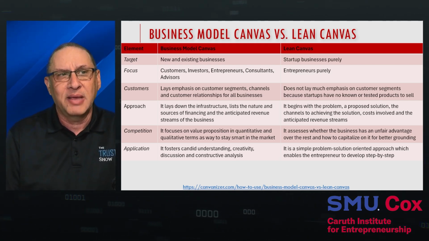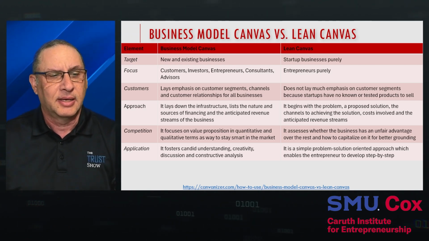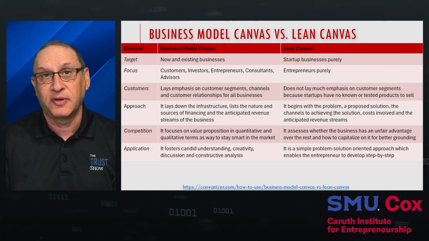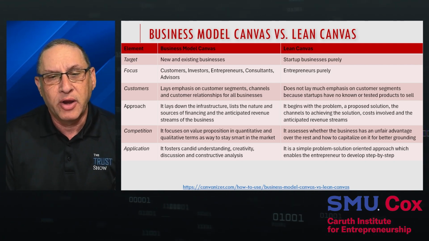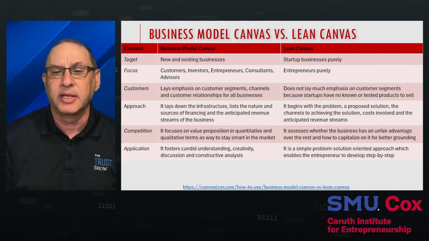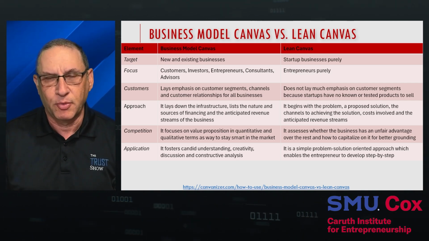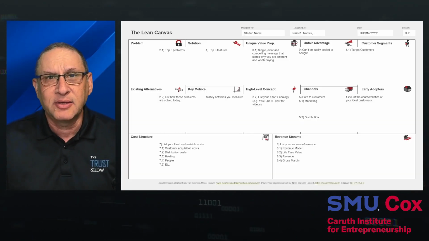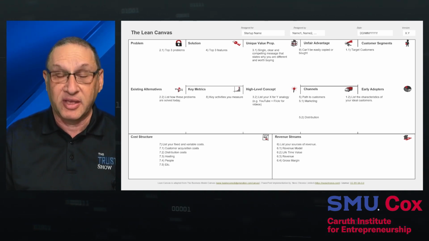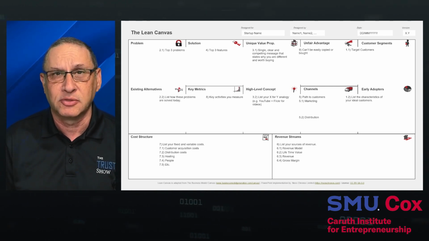And finally, how do you apply them? Business model canvas, mostly understanding, creativity, discussion, constructive analysis of your business model, whereas Lean Canvas is really just a simple problem solution oriented approach, and it enables you to develop your proposition step by step. This is what it looks like. Once again, there is a template for that in module 5, week 5, under materials for week 5.